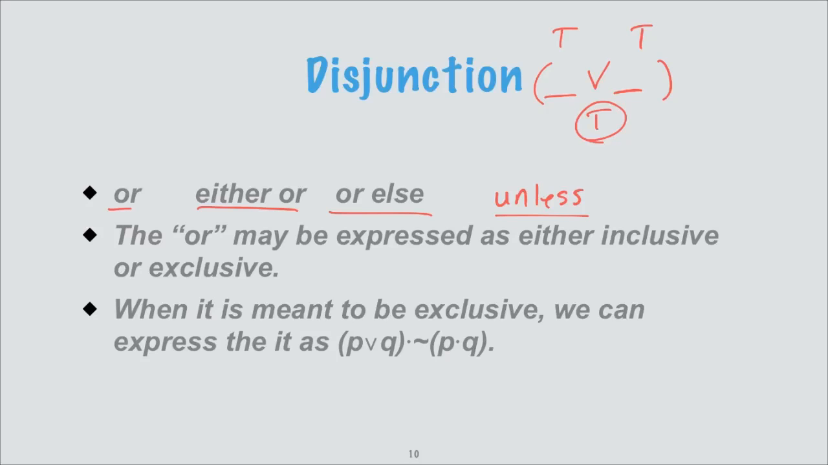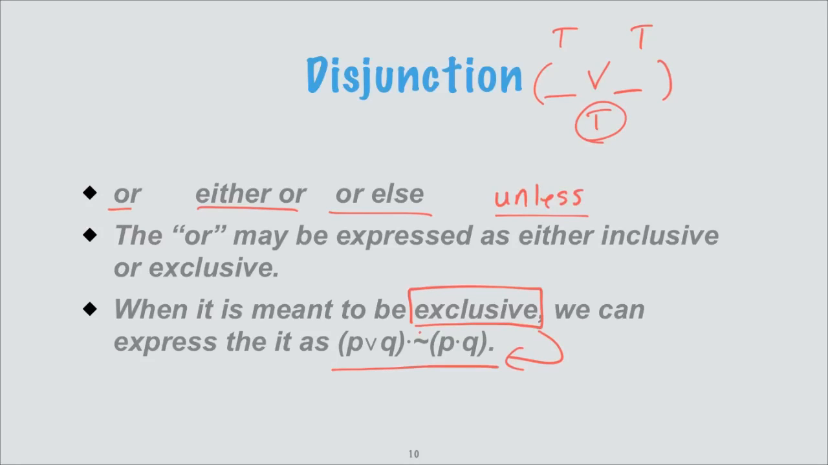When you want to express that, then this is the symbolic form that you would use, P or Q, and not the quantity P and Q. So it says, I'm going to do P or I'm going to do Q, but it's not the case that I'm going to do both P and Q. That's what that statement actually says. All right, so P or Q, but not both P and Q. So this is how you would make the exclusive version of an or when you're doing a translation.